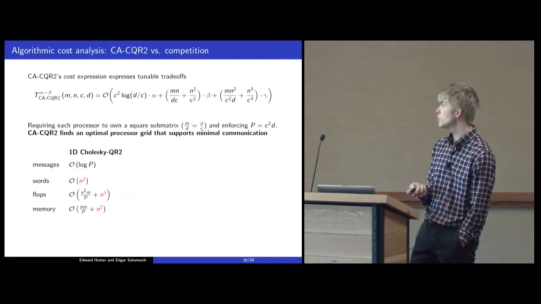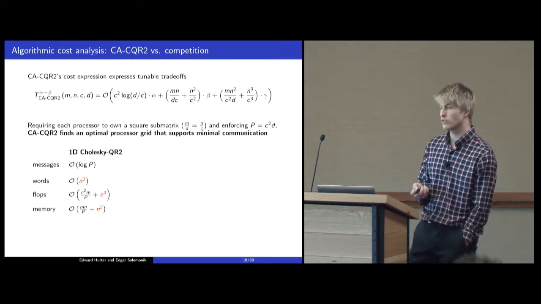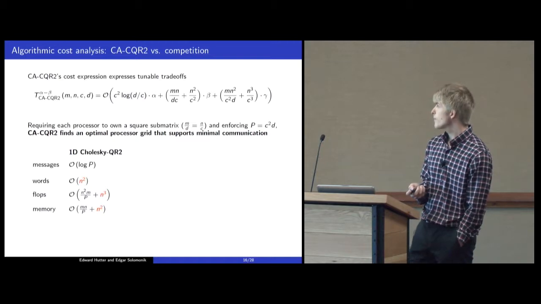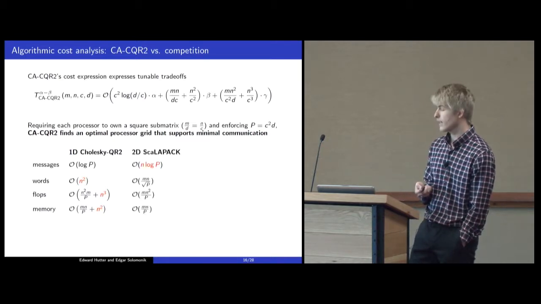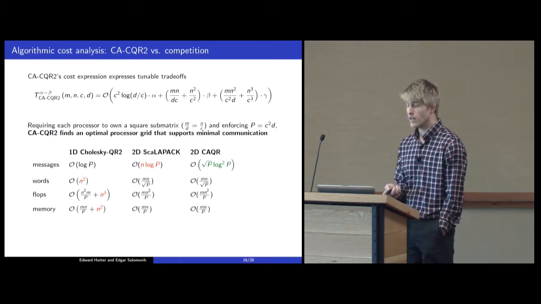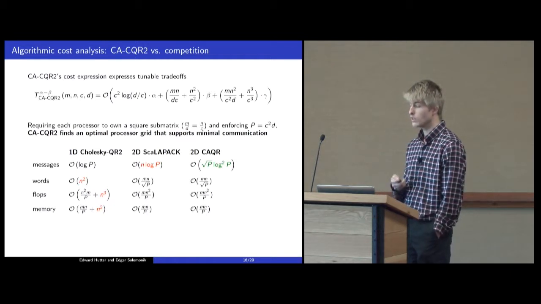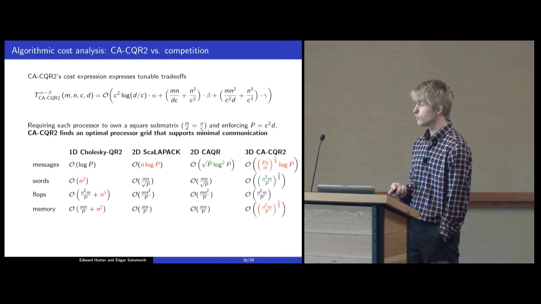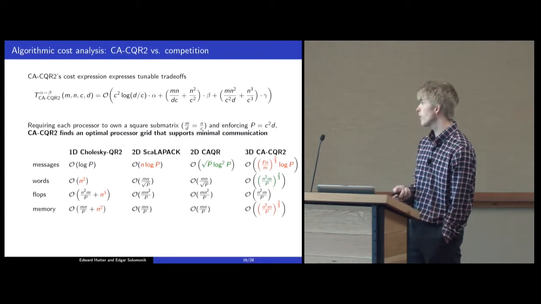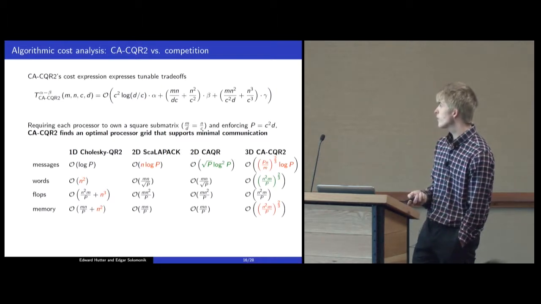One-dimensional CholeskyQR2 does not scale for arbitrary matrices. If you look at two-dimensional ScaLAPACK, it has a high synchronization cost, which two-dimensional CAQR does improve, but it does not improve the communication. And so our 3D algorithm reduces the communication asymptotically.